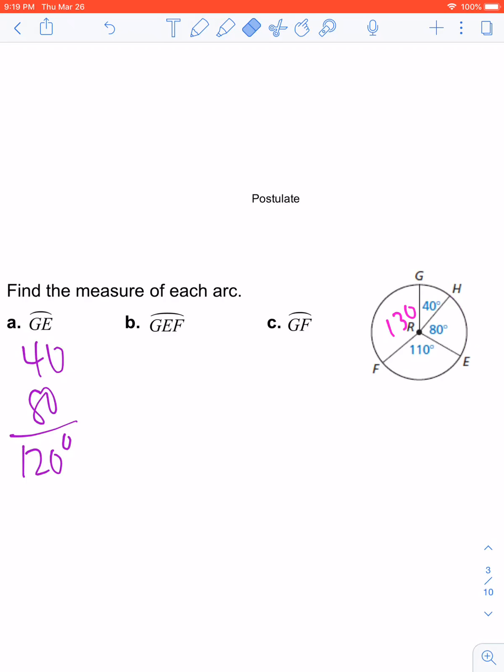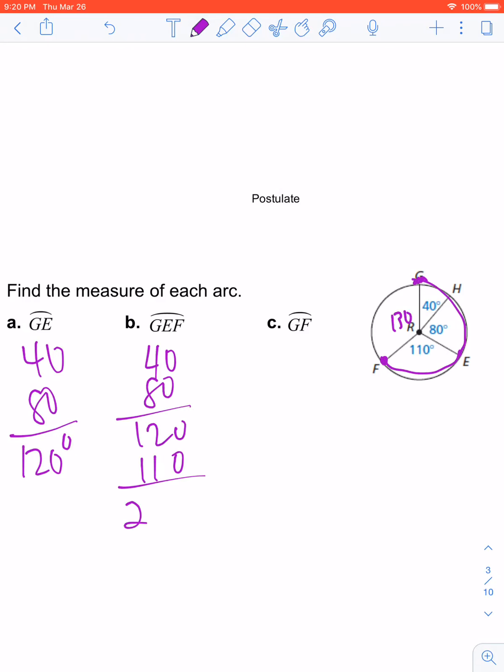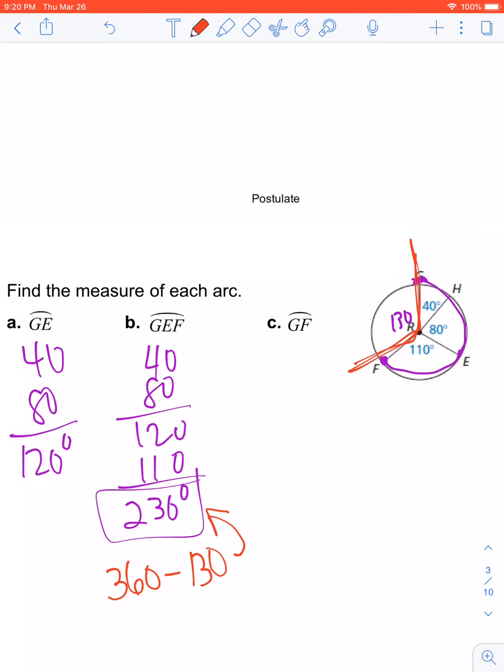But when I want GEF, I'm going to go to G, I'm going to E, and then I'm going to continue to F. That's a major arc. I should expect an answer that is more than 180. You have two ways to go about it. One way is to add up 40 and 80 and then add the 110, and so I get 230. That is the final answer. But alternatively, you could have said, well, there's 360 degrees in the whole circle. You haven't used up 130, and you could have subtracted 130 to arrive at that same result.